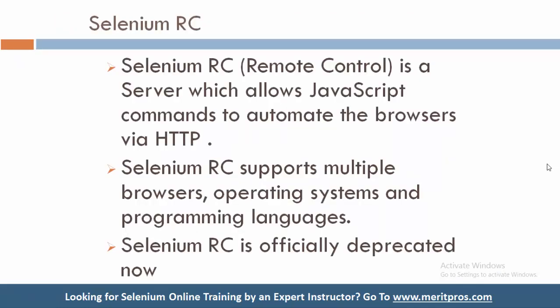Selenium RC, which means Selenium remote control, is a server which allows JavaScript commands to automate web browsers via HTTP protocol. Selenium RC supports multiple browsers, operating systems and programming languages, which means there will be a server in between our Selenium commands and the web browser, and that remote control server is where we control our web browser. But officially, as of now, Selenium RC is deprecated.